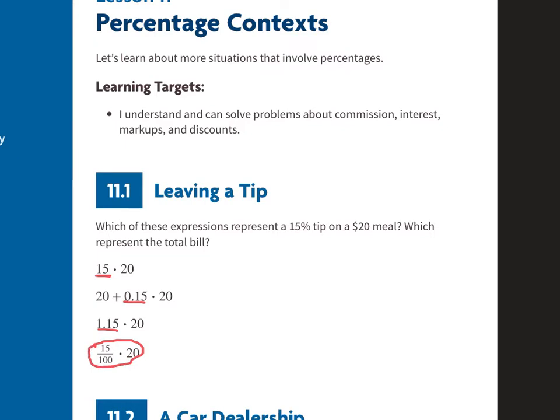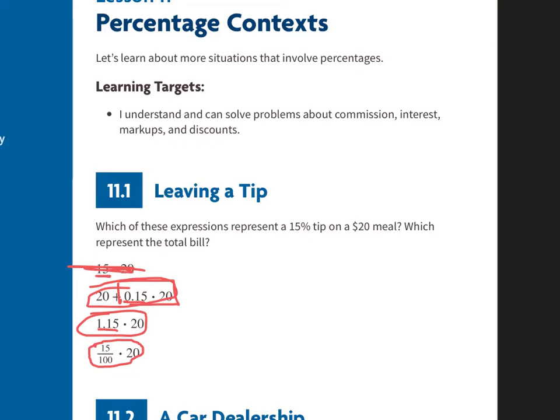Okay, and then the total bill, well, we're going to go 15% times 20 plus 20. So 15% times 20 plus 20, so this one works. Or 115% works as well. So those three. So the top one, no. All the others work. All right.